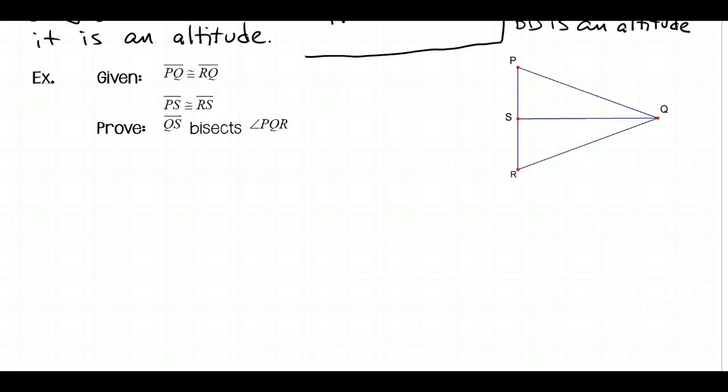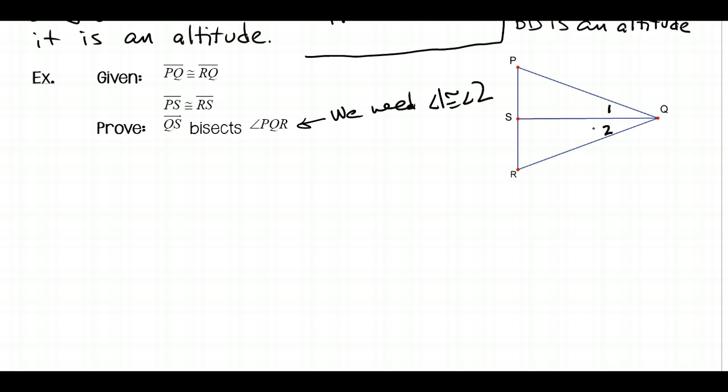For this first example, I've got that QS bisects angle PQR. That's what I want to prove, and in order to prove this, we need, and I'm going to label these 1 and 2, angle 1 congruent to angle 2. In order to get this ray bisecting this angle, I'm going to need angle 1 and angle 2 congruent, and then we'll know the ray bisected it.